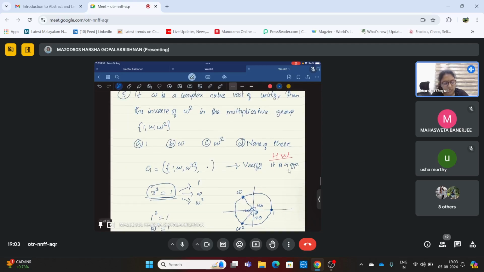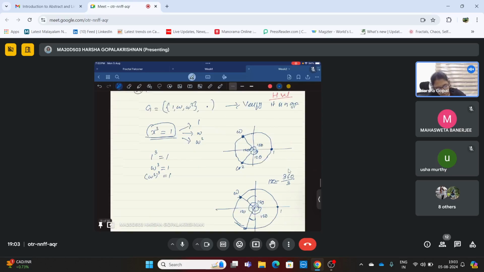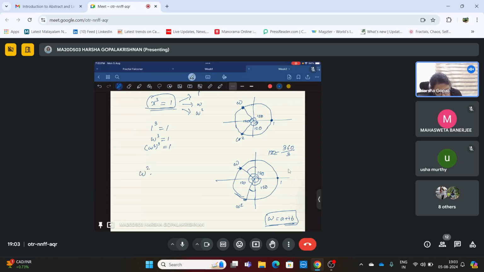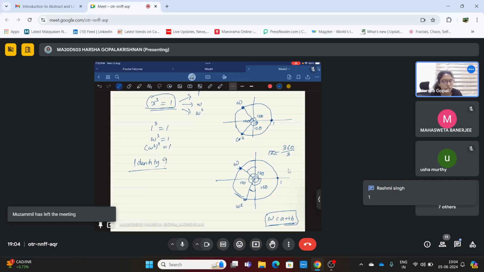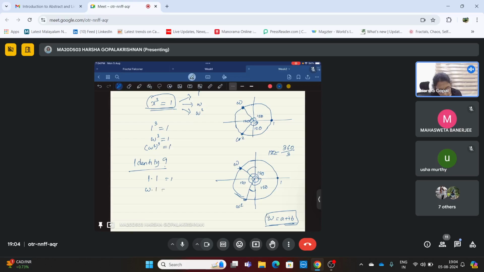So the question was, what is the inverse of omega square in the multiplicative group? The inverse means omega square times something. To know the inverse, first we should know the identity. The identity is 1. In multiplication it is an easy thing: 1 times 1 is 1, omega times 1 is omega, omega square times 1 is omega square. This is the usual multiplication of complex numbers. So we got 1 as the identity.